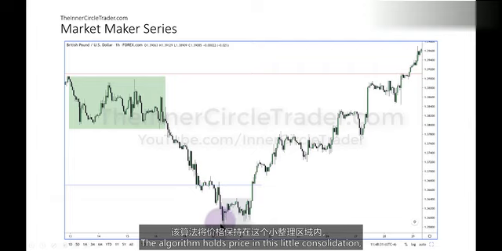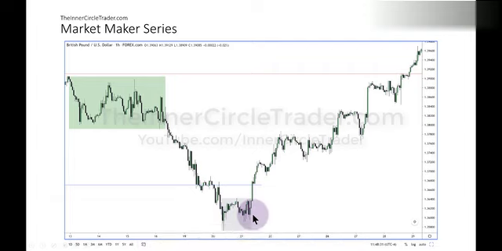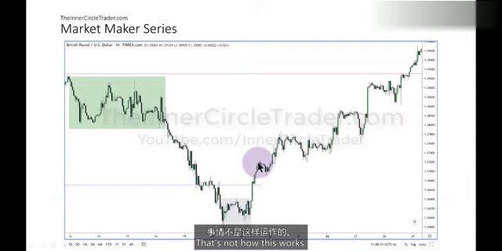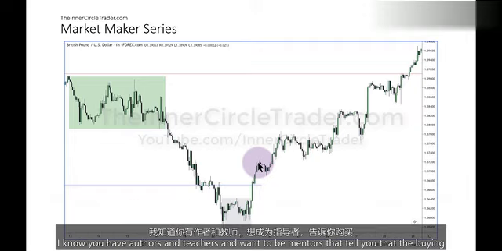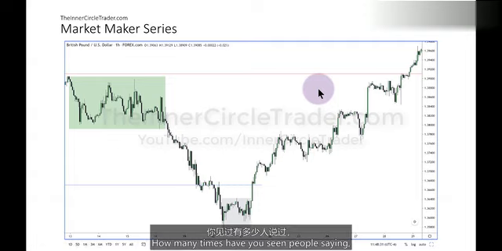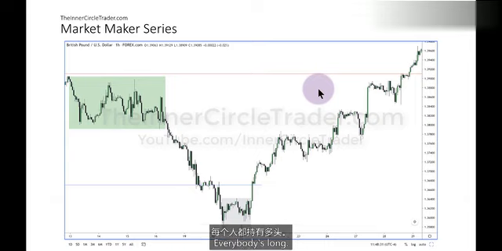The algorithm holds price in this little consolidation, allowing smart money to accumulate. Their buying does not send price up. That's not how this works, folks. I know you have books. I know you have authors and teachers and wannabe mentors that tell you that the buying sends price up like this. It does not. How many times have you seen people saying, oh yeah, we bought this, and I'm long, everybody's long? Everybody was long in Bitcoin before 20,000 back several years ago. And I called the top on that.